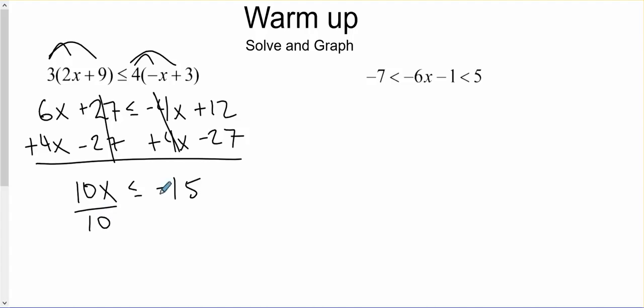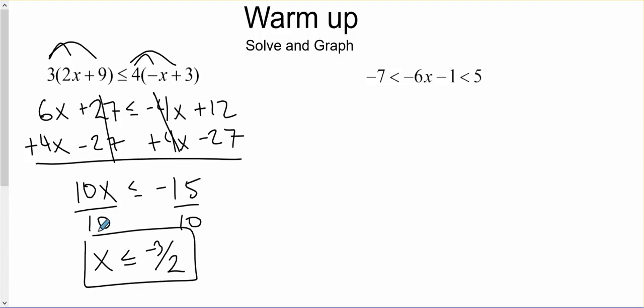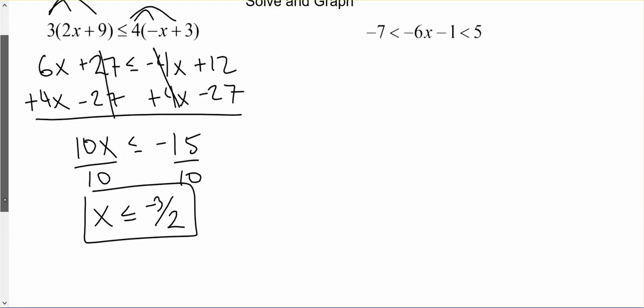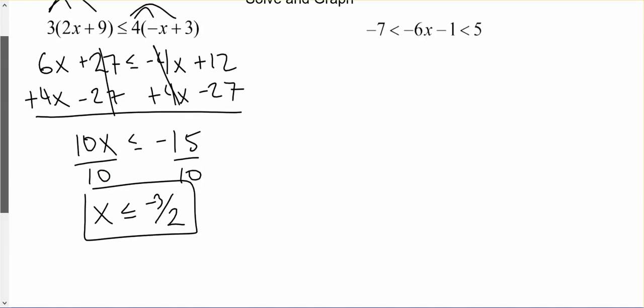We'll divide by 10, and what goes into both negative 15 and 10? 5 does. 5 goes into negative 15 negative 3 times. 5 goes into 10 twice. And we would read this as all real numbers less than or equal to negative 3/2.